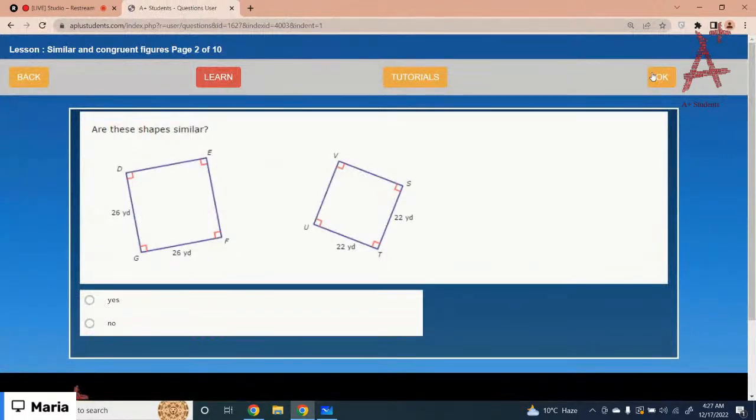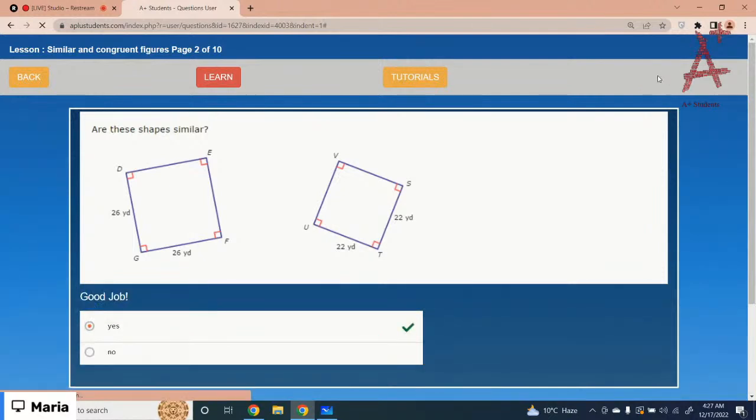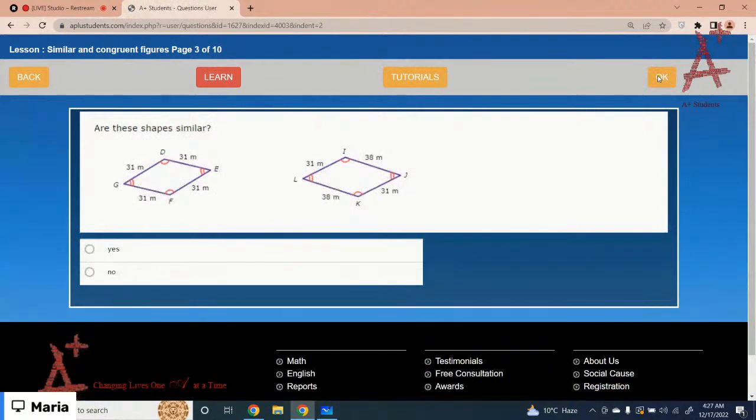Okay, now you have to look for, are these shapes similar? Yes, they are similar because they have the same angles. And if you form the proportion of the corresponding sides, they have the same proportion for all four sides, because this square has all four sides 26 and this one has 22. So when you form the proportion of the corresponding sides, they are equal. So the answer is yes, these shapes are similar. Got it? Similarity and congruency are different things. So do not confuse similarity and congruency.